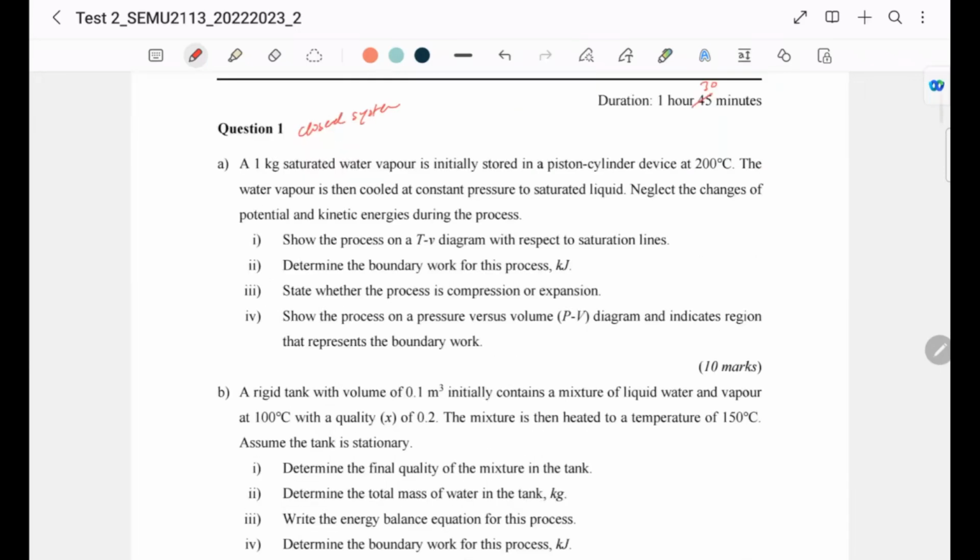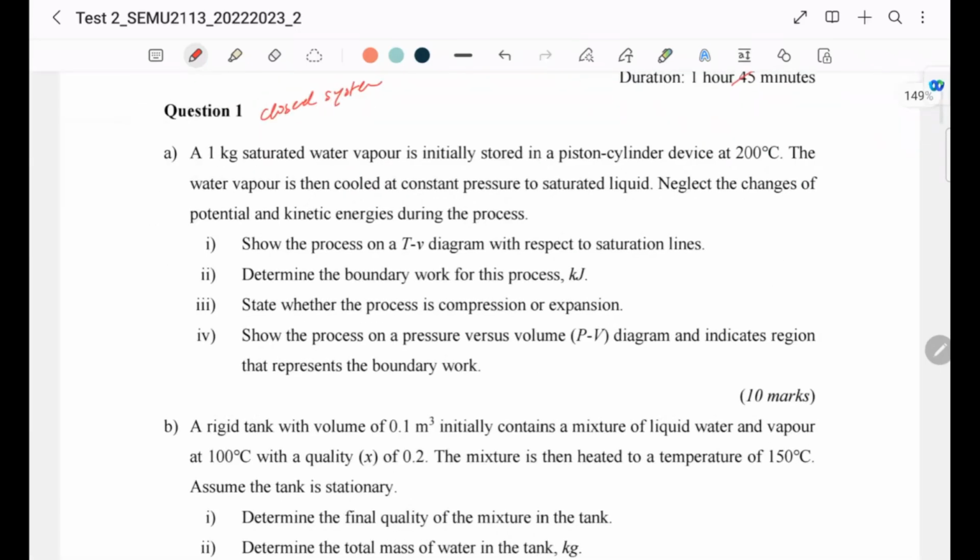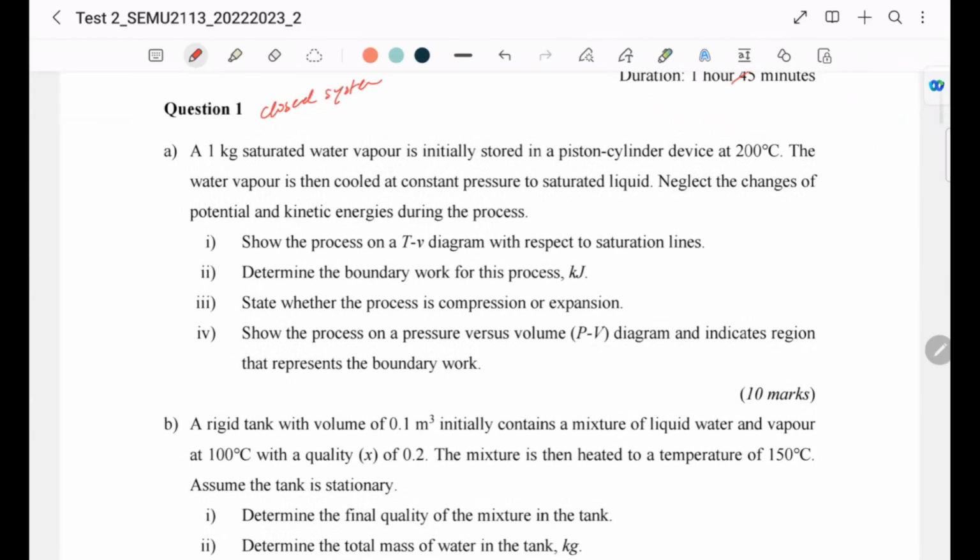Right then, so again, I wouldn't do the calculation. I will just roughly go through the steps. Then I think if you can understand what we went through in the lecture, it should not be a problem for you to solve this. So here it says that 1 kg of saturated water vapor is initially stored in a piston cylinder device. So piston cylinder device is basically a closed system.